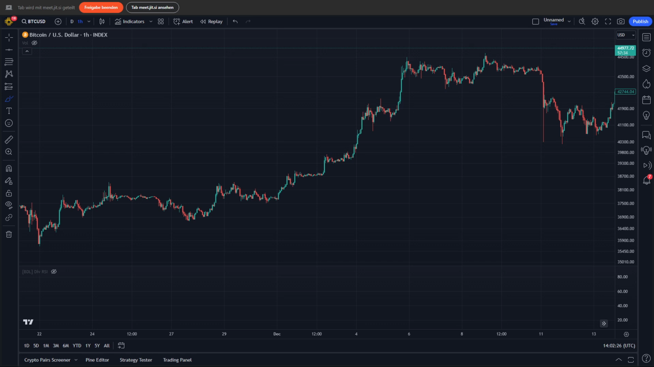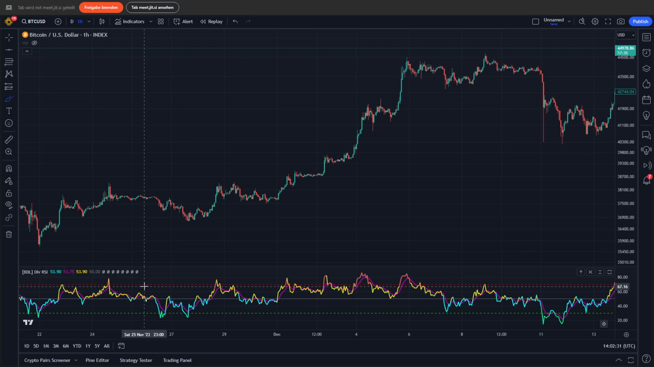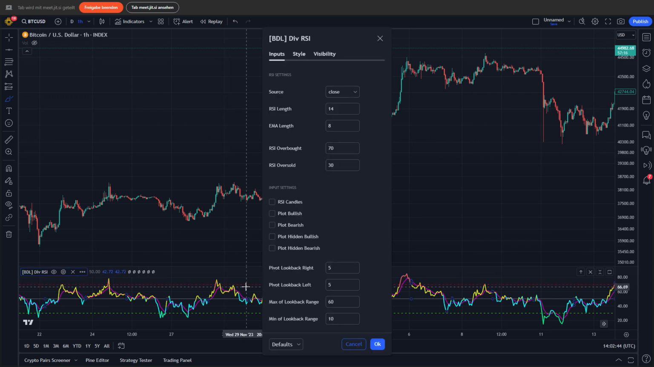So we're talking today about the divergence RSI indicator from BDL, and because Angelo was part of the team that developed it, he is the one that also wants to explain to you today how this indicator works. I just prepared for you the chart of Bitcoin, and the settings of the indicator. And now, Angelo, it's your turn to explain a little bit about it.